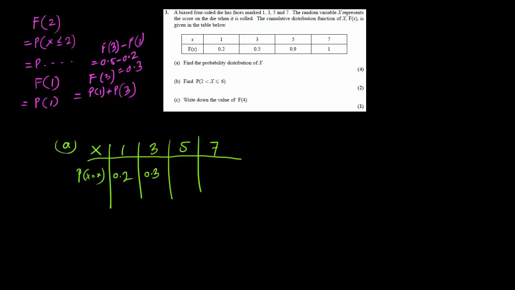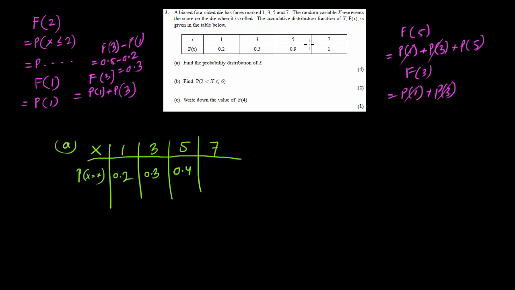The next is F(5). F(5) means add up all the probability up to that point. That means previously we had P(1), then P(3), then P(5). So if we consider F(3), which is P(1) plus P(3), all the two probabilities up to that point, and we subtract F(3) from F(5), this thing and this thing will cancel, and we will only have P(5). So we have to subtract it. 0.9 minus 0.5 turns out to be 0.4. So this is 0.4.